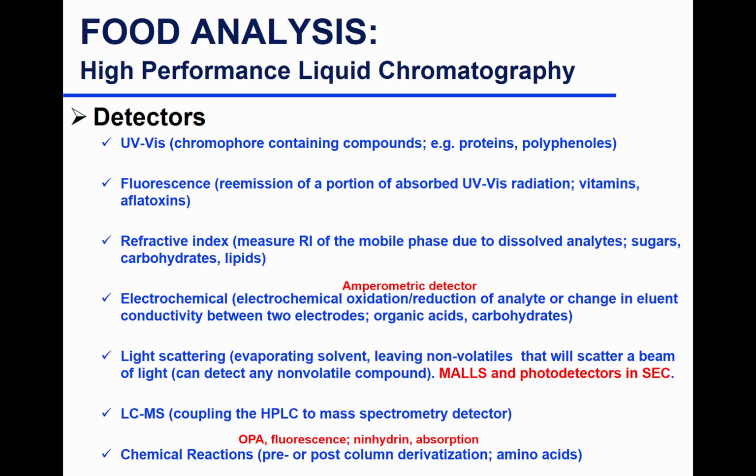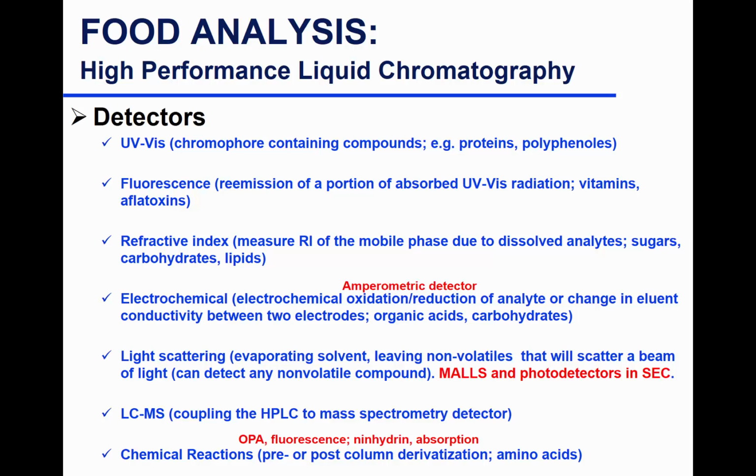So, electrochemical detection. It is mostly used in two cases where you can either oxidize or reduce an analyte, and the detector in this case is called an amperometric detector. So if an analyte can be oxidized or reduced, then you can detect the change in the ionization state or the electron state of that analyte. And also you can measure conductivity. So either you can have a conductivity detector or you can have an amperometric detector.